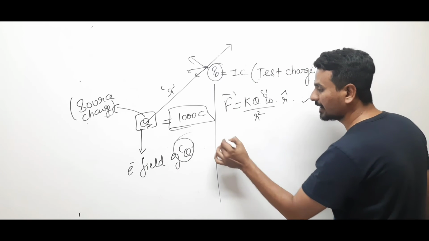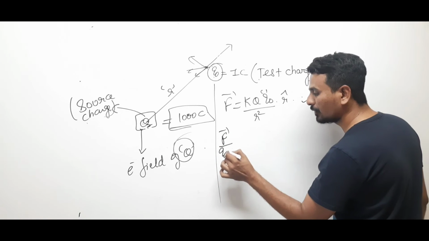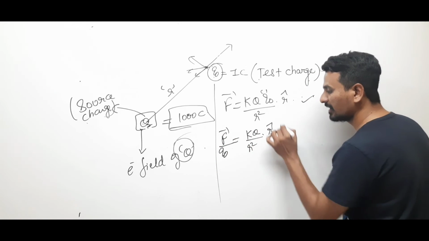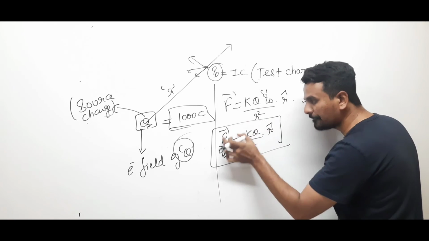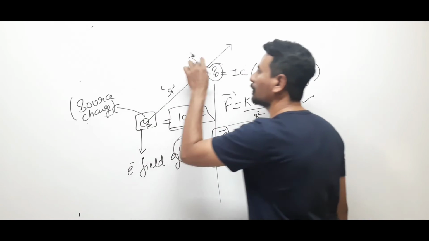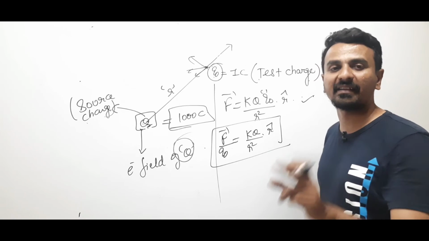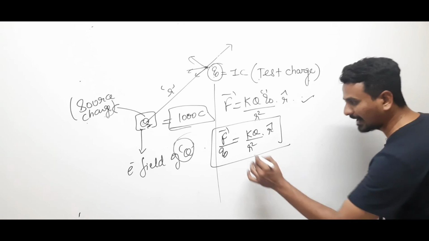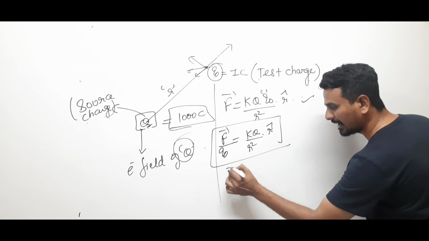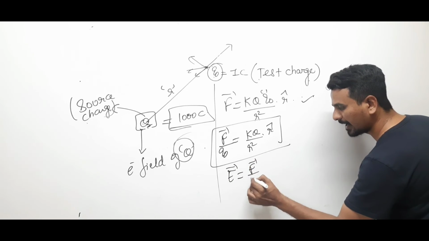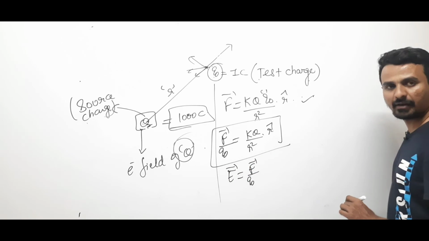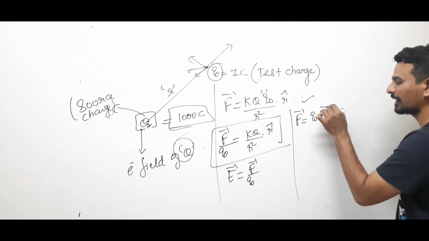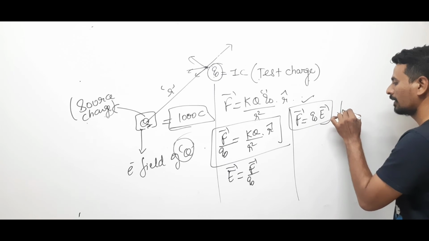Clear? So finally, dividing both sides by Q0, I get KQ by R square. So this is the effect produced by the source charge. This is defined as the electric field. Finally, electric field is denoted by E, which is equal to F by Q0. Clear? So F is equal to Q0 into E. This is a very important formula, students.